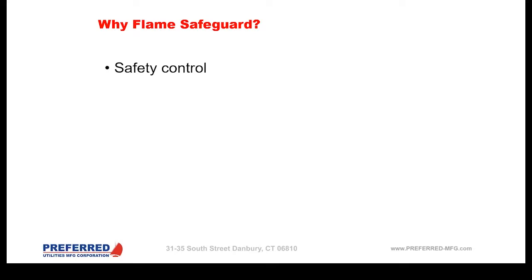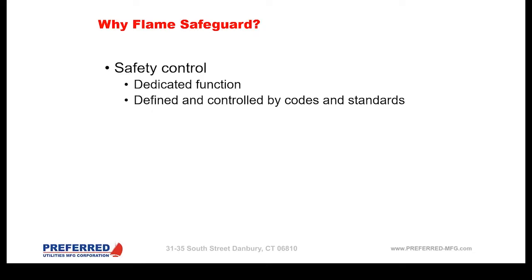Well, it all boils down to safety control. We want to make sure that this particular combustion process occurs in a safe situation at all times. The flame safeguards are a dedicated function piece of electronics. So it can be configurable, but the basic sequence of operation is always the same. And it's defined and controlled by codes and standards. It also displays stamps of approval agencies.